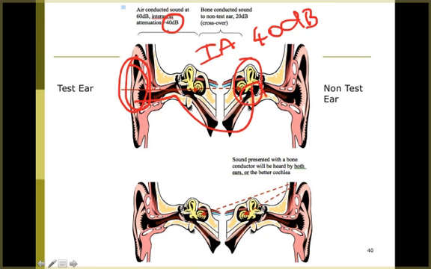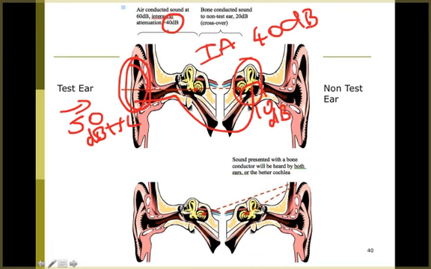So if you were giving, let's say, a 50 dB HL sound, 40 dB is going to be lost by the time it reaches the other side. So in this case, only 10 dB is going to reach the other side. Interaural attenuation refers to the loss of energy when sound travels from one side to another, and in this case only 10 dB reaches the other side.